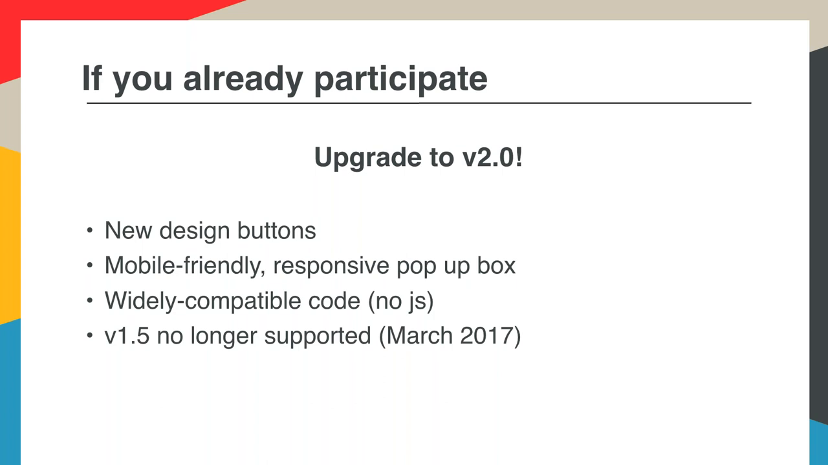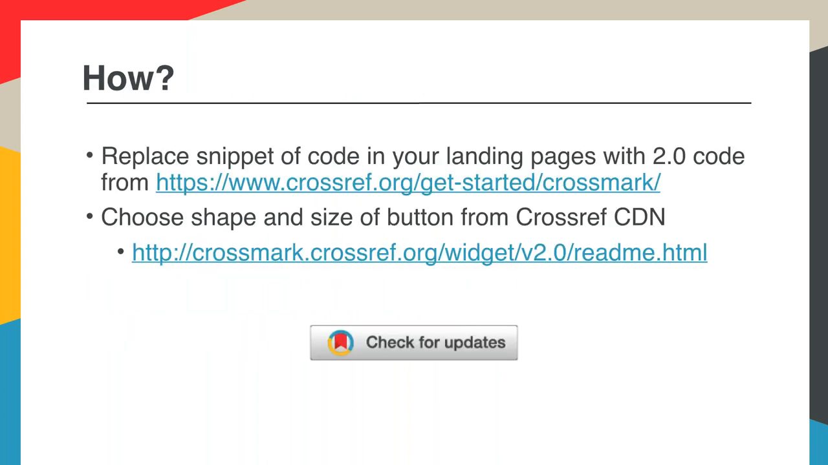And we sent a lot of information out about upgrading, so if you should be already participating in Crossmark and you're not running version 2.0, please do take a look and upgrade, because we're no longer supporting versions 1.5 and earlier. It's very simple, and this is actually really what you need to do even if you're starting afresh. We have a snippet of code that we supply to you that you put in your landing pages behind the Crossmark button, and you can choose the shape and size of that button, which is delivered from our content delivery network. Again, if you're not already participating in Crossmark, don't worry about this bit now. There's plenty more detail available about how to get started from scratch.